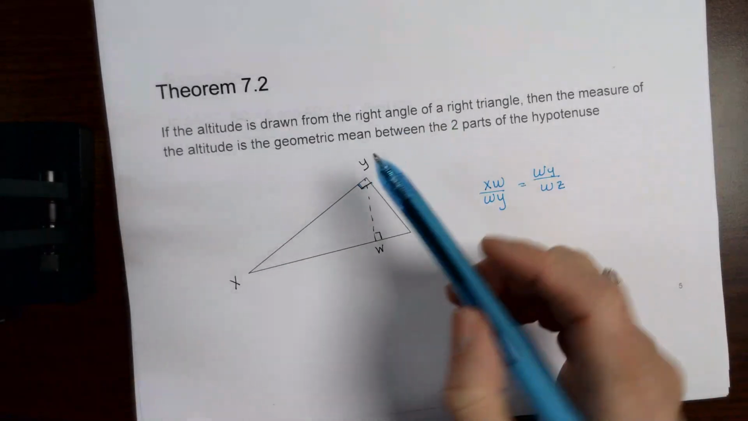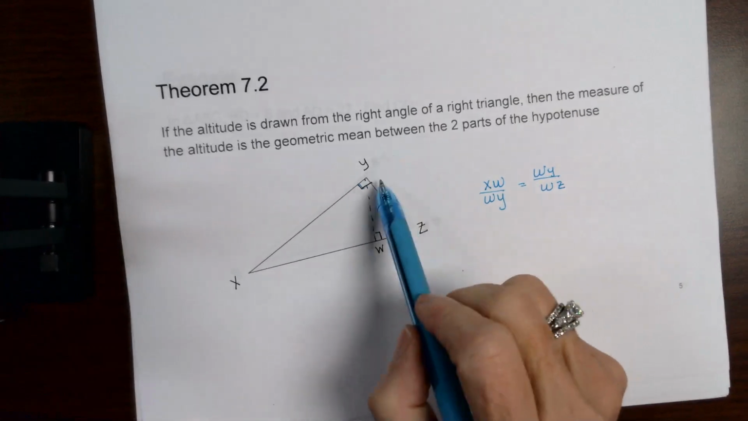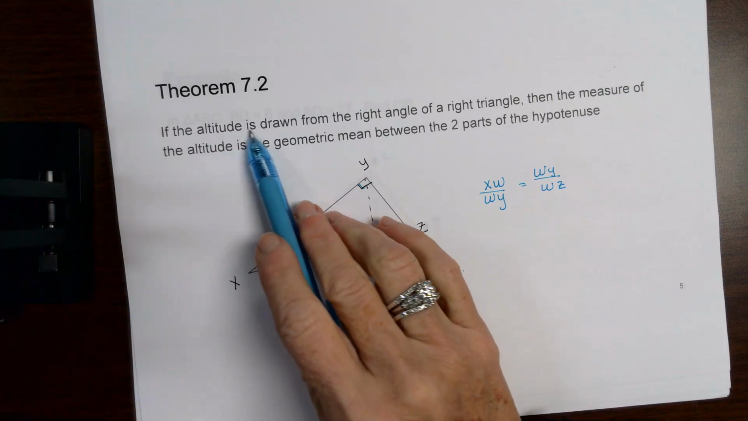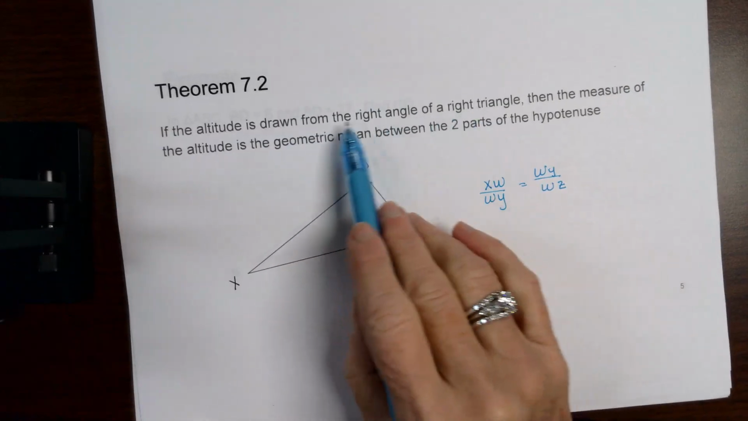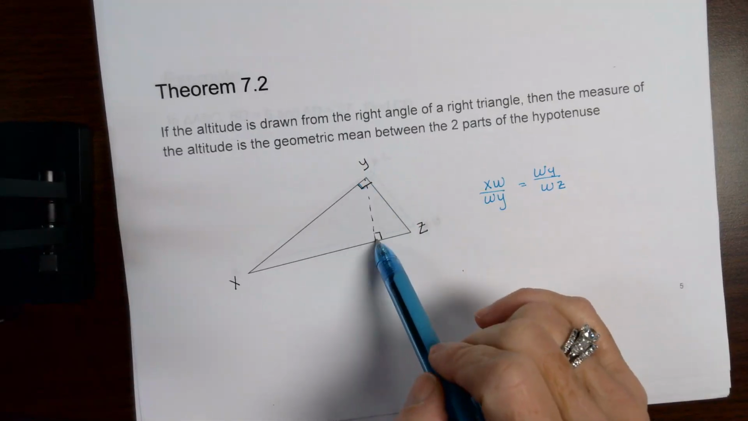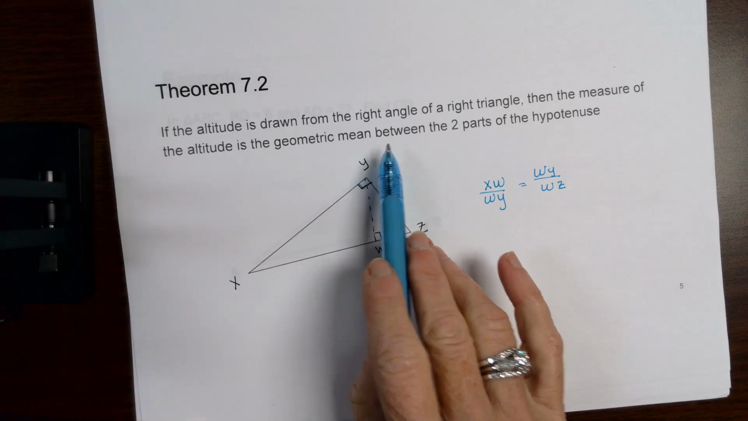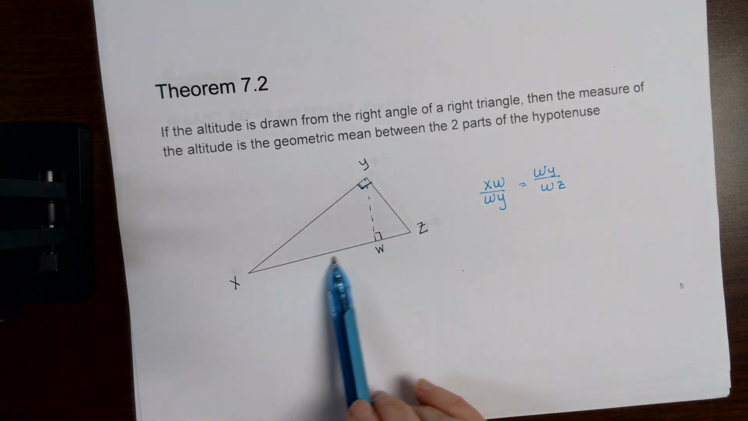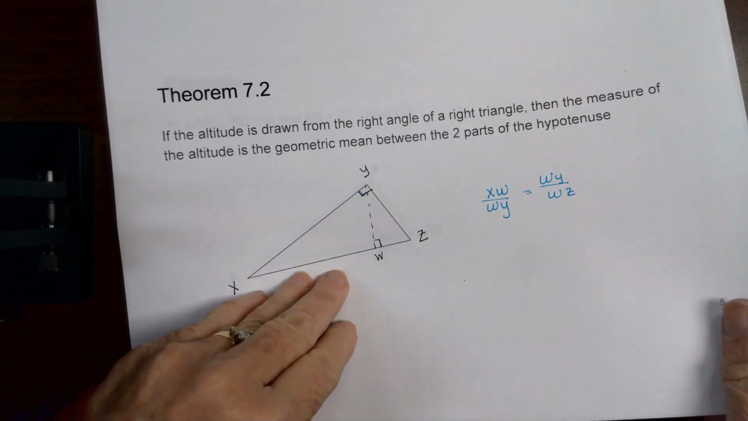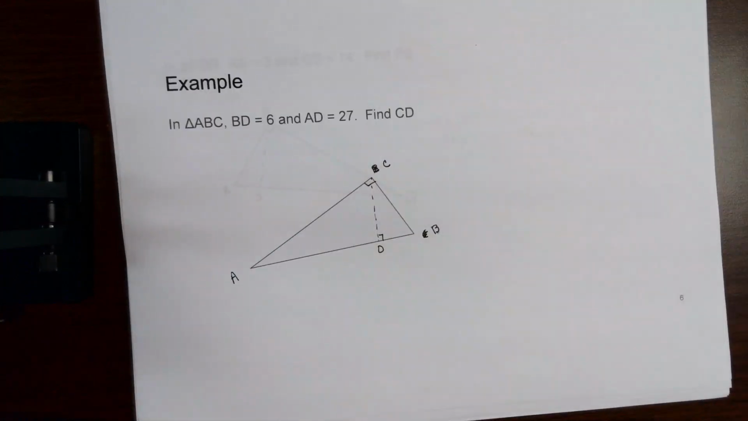So the altitude, if it's drawn from the right angle of a right triangle, has to follow those specifications. Then the measure of this altitude, or the dotted line, is the geometric mean between this part of the hypotenuse and this part of the hypotenuse. Let's do a problem on that.